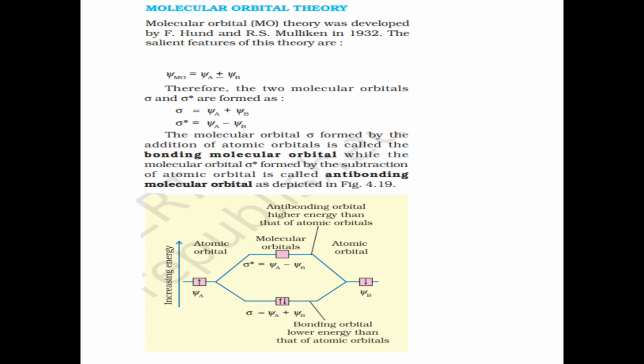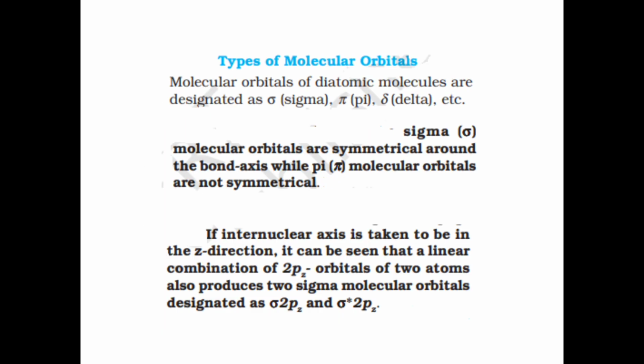The increasing energy of the atomic orbitals psi a and psi b. Here the energy of psi a plus psi b is lowered, which is the bonding molecular orbital, and psi a minus psi b is the antibonding molecular orbital. Types of molecular orbitals: molecular orbitals of a diatomic molecule are designated as sigma, pi and delta. Sigma, pi and delta bond.